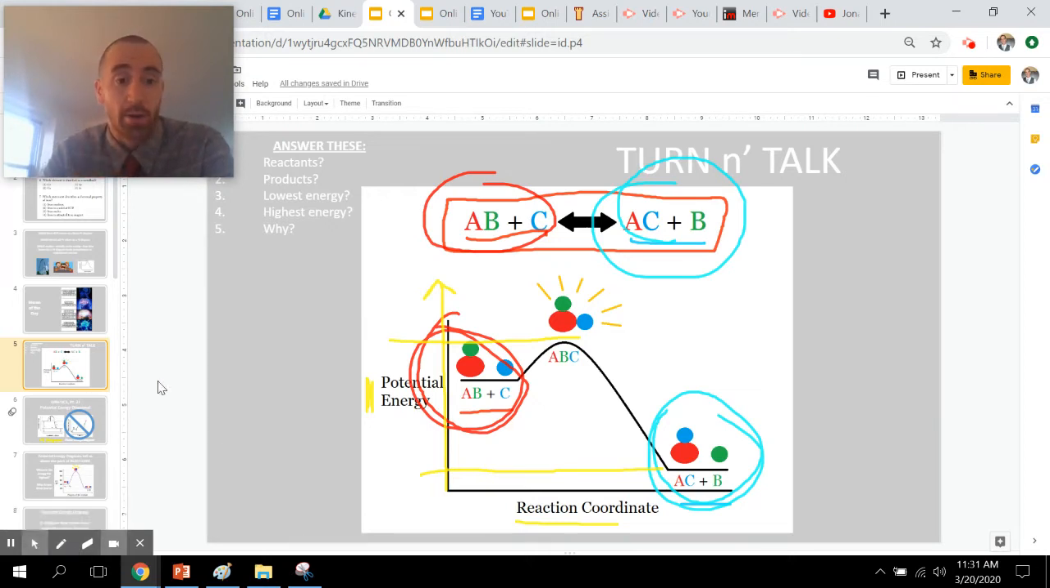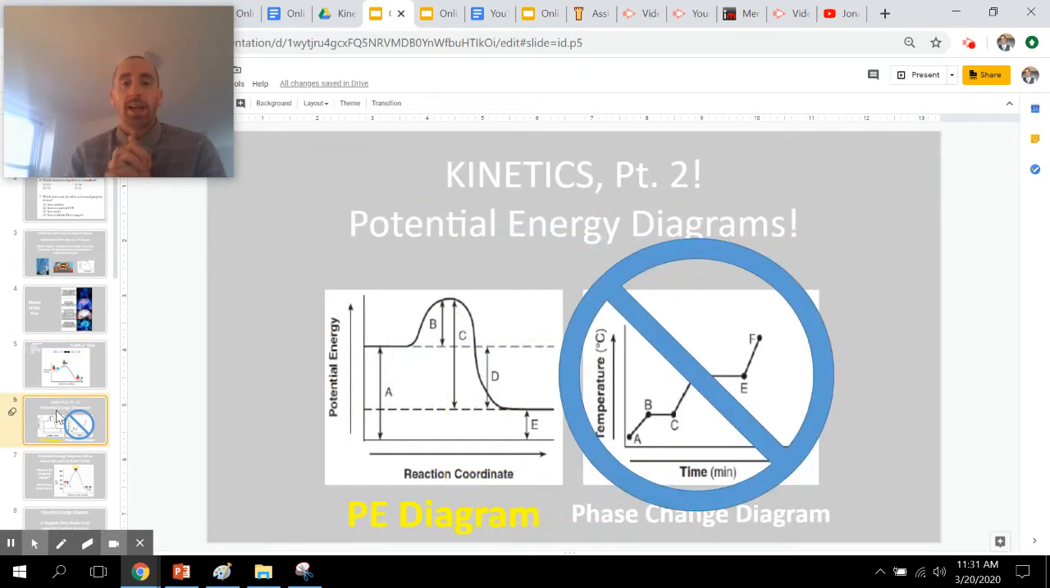So you probably already know a bunch. Here we go. Kinetics, part 2, potential energy diagrams. You guys will like this. I think it's pretty straightforward. I want to be clear. Potential energy diagrams are not phase change diagrams. Phase change diagrams, they always get mixed up with by students.